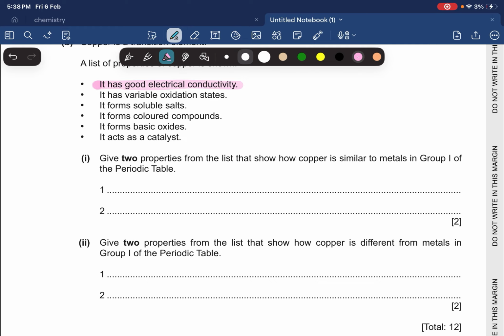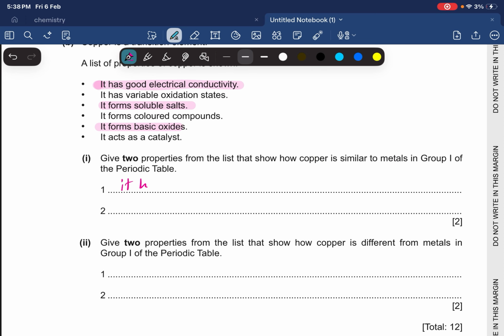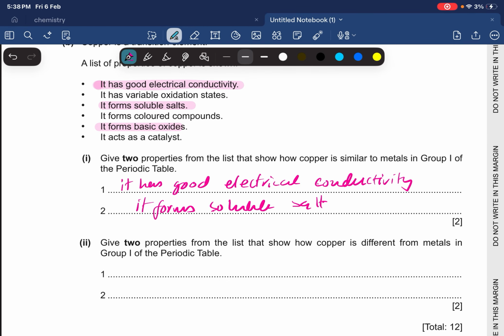It forms basic oxides. Group 1 also forms basic oxides. It acts as a catalyst: group 1 doesn't. So it forms soluble salts and it forms basic oxides. So any two. We're going to say it has good electrical conductivity, and the second is that it forms soluble salts, because group 1 salts are all soluble.